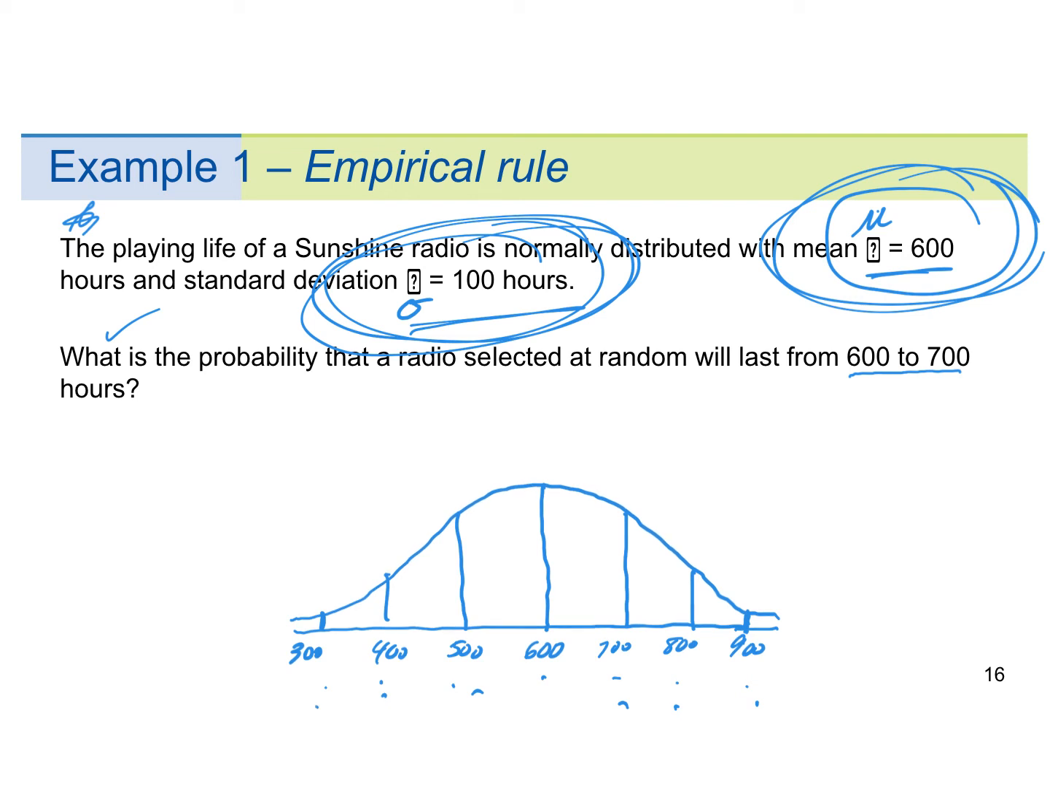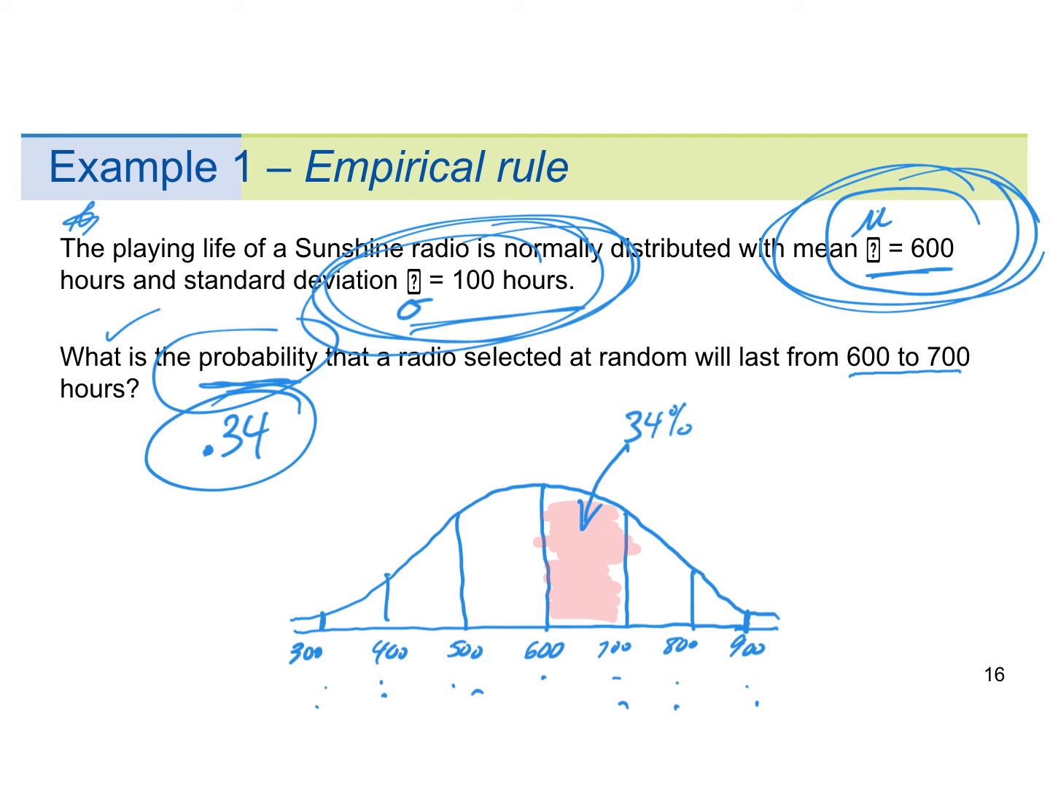Now let's take a look at our question. The question says, what is the probability, remember probabilities are like percentages, the empirical rule, between 600 and 700. So really we're looking for this shaded region right here. Because of the empirical rule, this percentage is 34%, therefore the probability would be 0.34. Done. So you're going to see in chapter 1 all different questions that deal with the empirical rule.